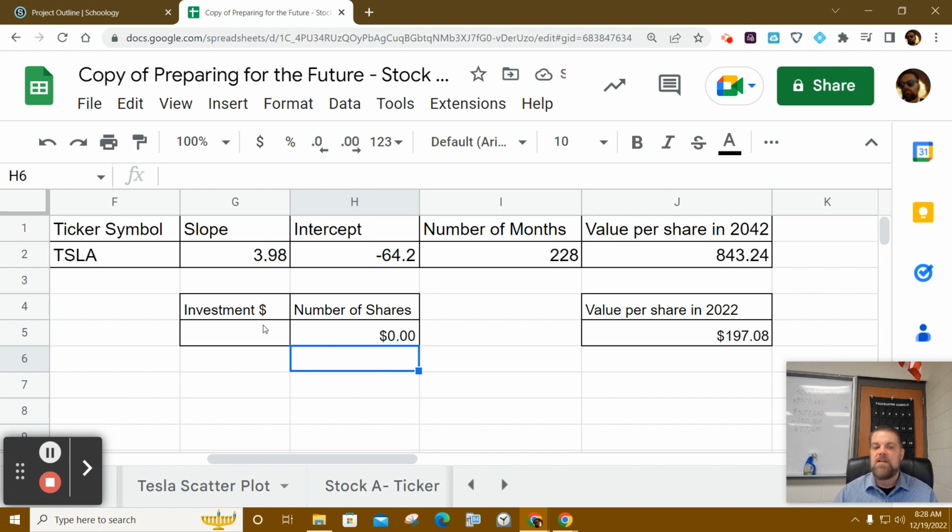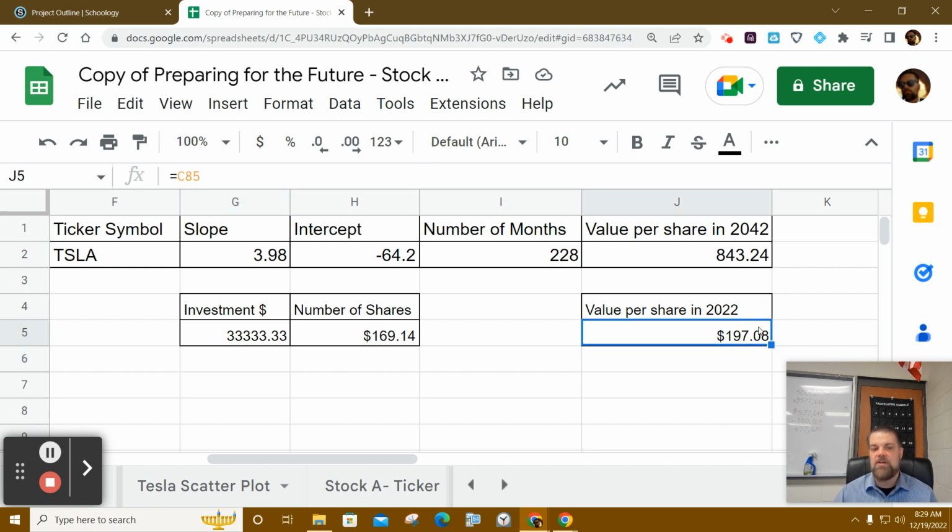Why? I haven't typed in anything yet. So if I type in $100,000, I can buy about 500 shares. Now, if I have 3 stocks and I type in $33,300.33, I can only buy 169 shares. Now, we've got to change some things.